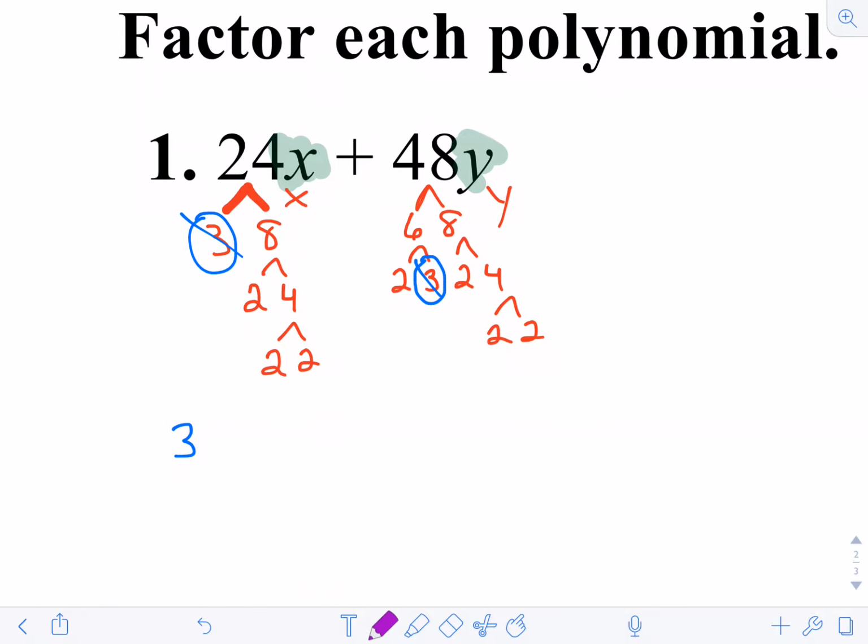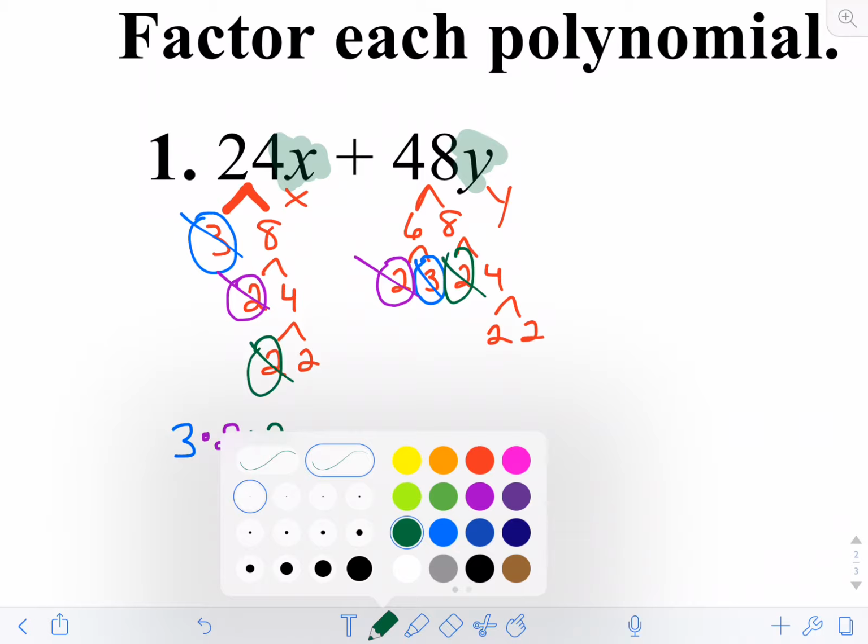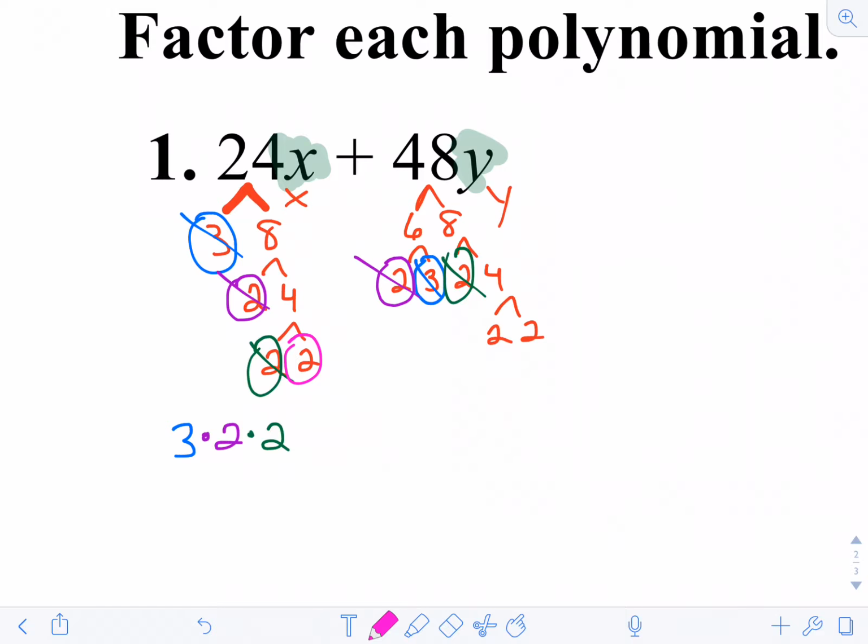Okay, and then I have a 2 here. So whatever I have on the left side, I need to find on the right side. So times 2, and I'm going to cross that off. Then I have another 2 and another 2. So I'm going to go ahead, write that down, cross that off. And then I have another 2 and another 2. So times 2, write that down, cross it off. And that's all that I have left on the outside. Okay, so there's nothing else.